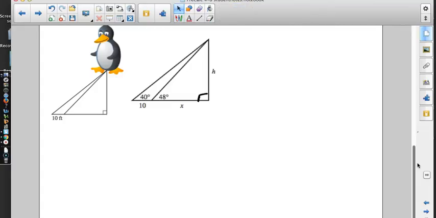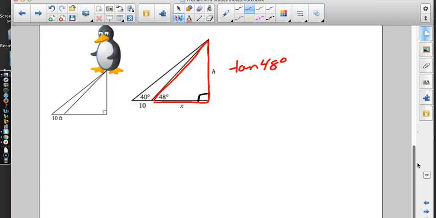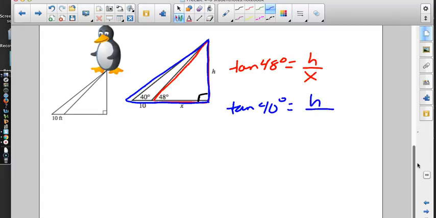So with the smaller triangle on the inside, let me just make that one red here. Even though they're both variables, we're still talking opposite and adjacent. So the tangent of 48 degrees equals h over x. So that's the setup for the smaller triangle. I'll go after this one in the blue. And I realize I need this side involved and this side involved. So the tangent of 40 degrees equals h over 10 plus x.